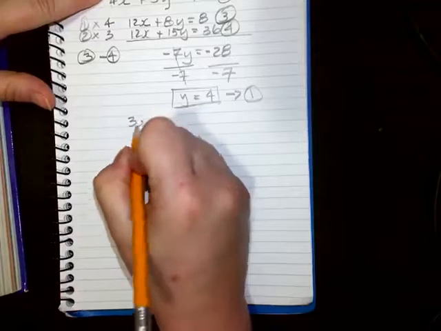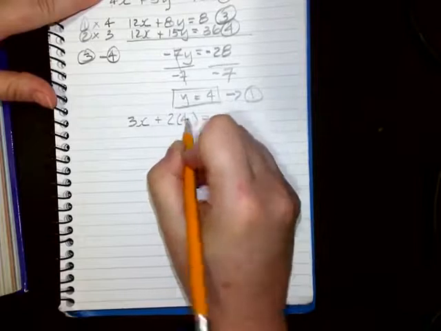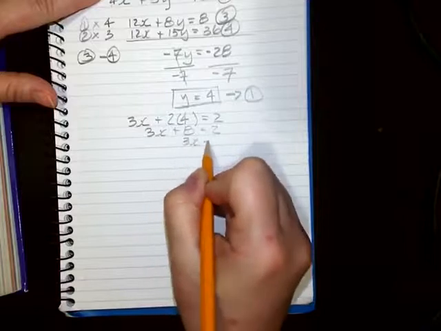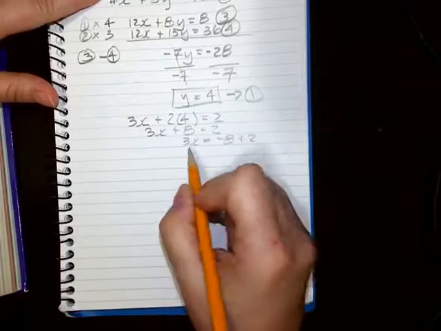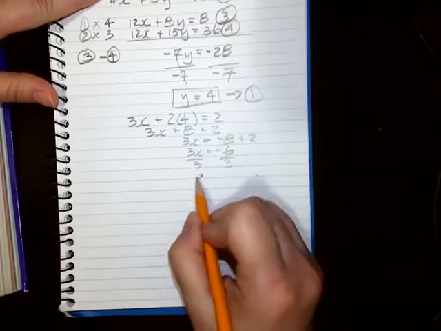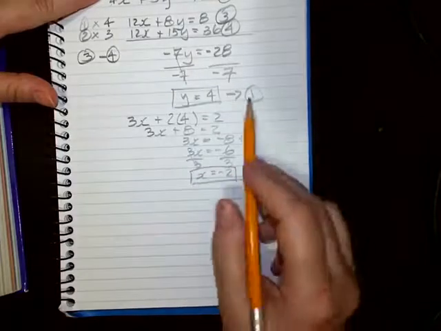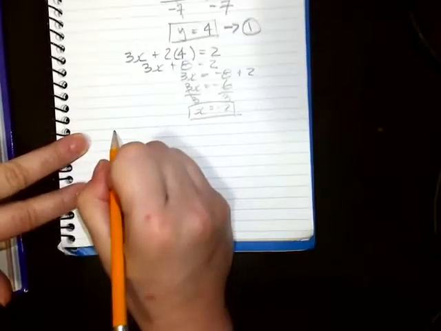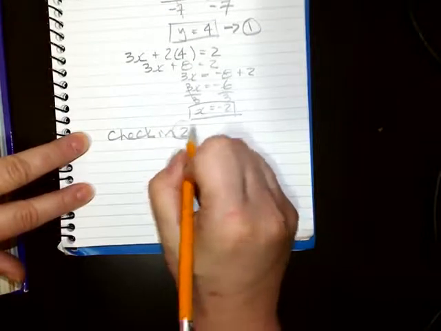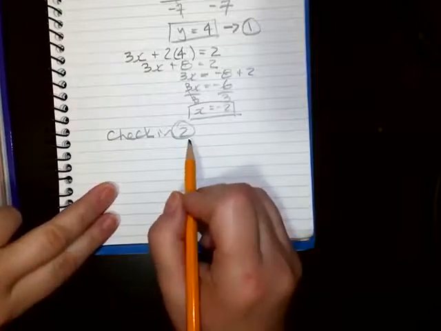So I've got 3x plus 2y equals 2, and y is equal to 4. So I've got 3x plus 8 equals 2. 3x equals negative 8 plus 2. 3x equals negative 6. Divide both sides by 3, and I have that x equals negative 2. So I subbed into 1, so now I'm going to check in 2. And yes, you are going to check all of your solving systems. That's what we do.